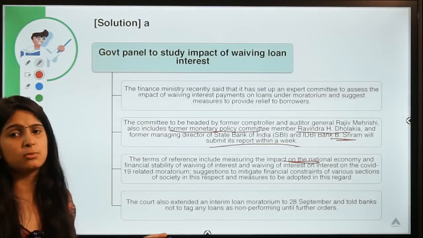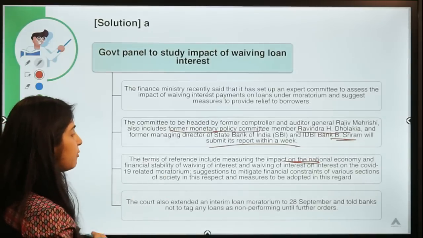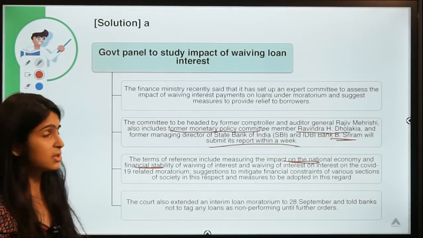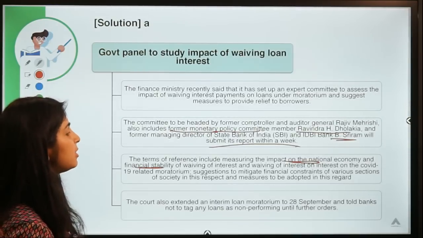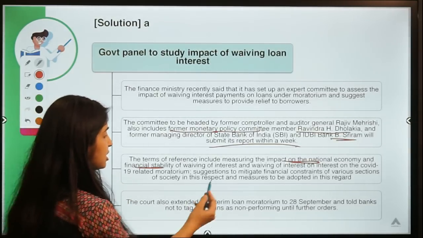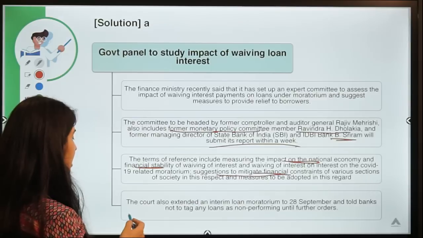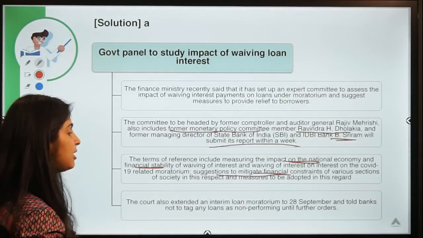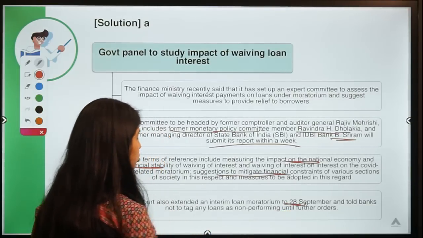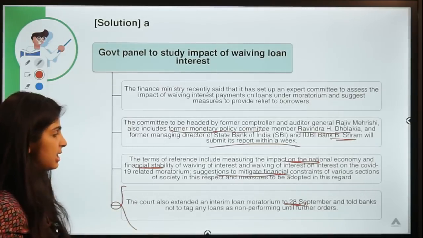So basically this is what this committee is going to be studying, that what should be done in this scenario, in this conflict, right? The financial stability aspect of waiving of interest, that whether banks would be financially stable if the interest is not charged, and waiving of interest on the COVID-19 related moratorium. Suggestions to mitigate financial constraints, that what other steps can be taken. And after that, the court also extended the interim moratorium to 20th September and told banks not to classify the assets as NPA, right? So we have discussed this point in earlier sessions.